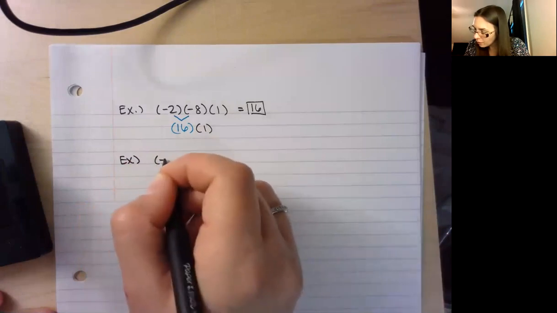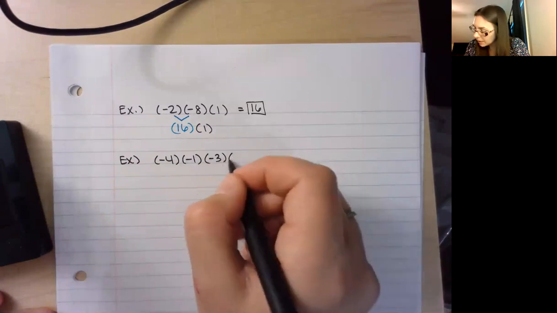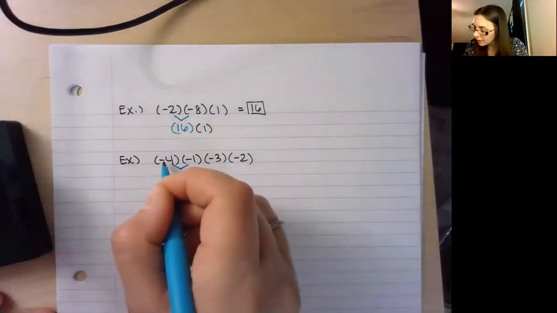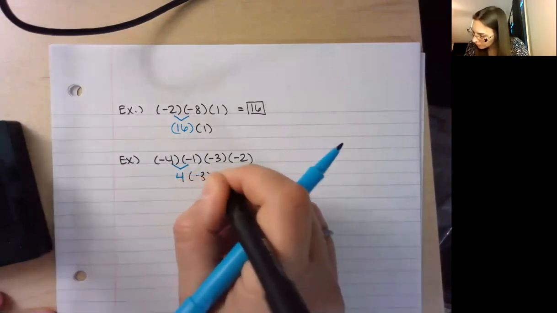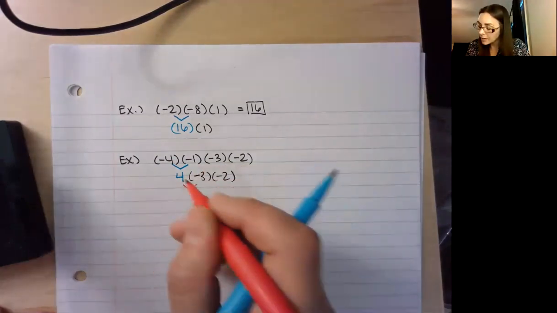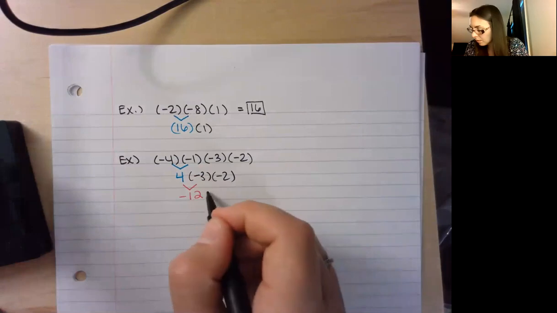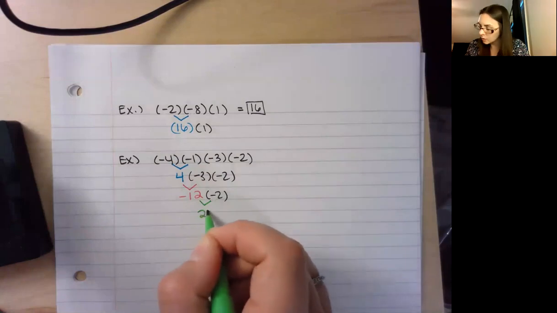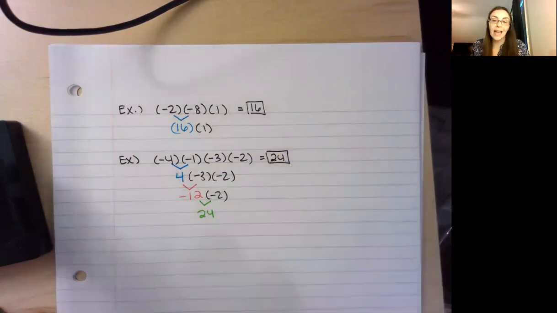Or if I have -4 times -1 times, I don't know, -3 times -2. So I can just take it from here. -4 times -1 is going to be +4. And then here, +4 times -3 is -12. Because I only have one negative, it's going to stay. And then finally, if I keep going, my two negatives will cancel again, and I have +24. So we just take it one little piece at a time.